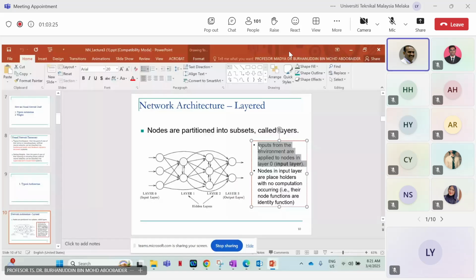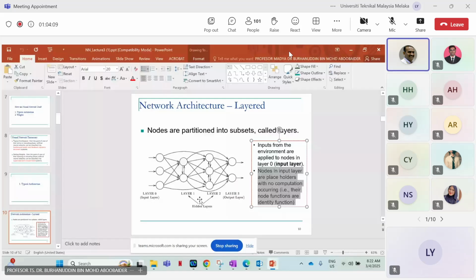Input from the environment is applied to nodes in layer 0, the input layer. The nodes in the input layer are placeholders with no computation occurring, where the node functions are the identity function. That means at the beginning, at the input layer, there is no mathematical calculation. You get the raw data or raw input, same as your memory. When people teach you something at the beginning, you don't have any knowledge about that particular field. But later, when you receive the information or the data, then you process the data, then you come to the subsequent layers and so on.